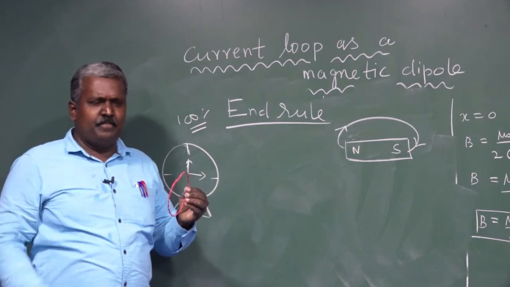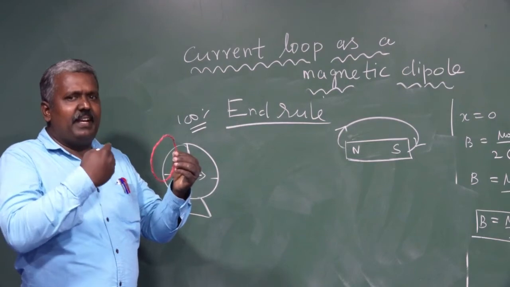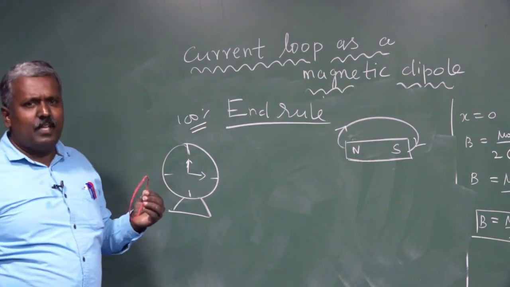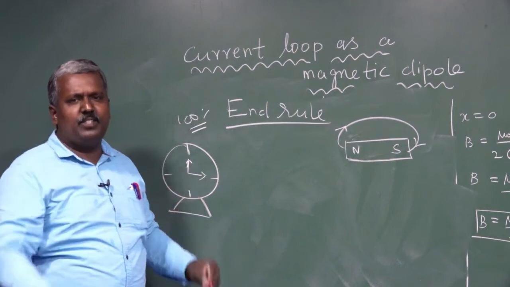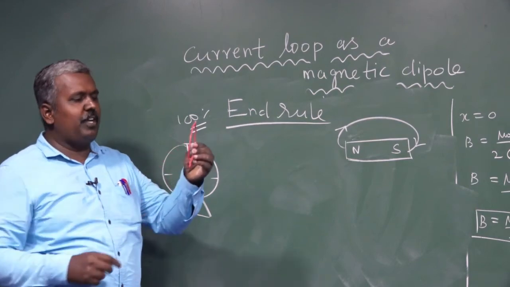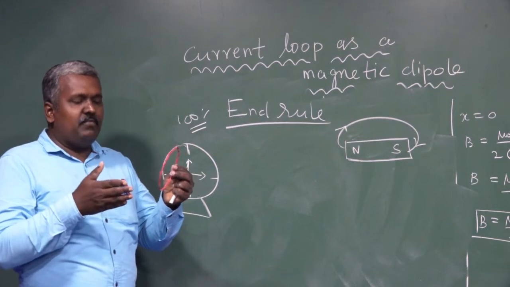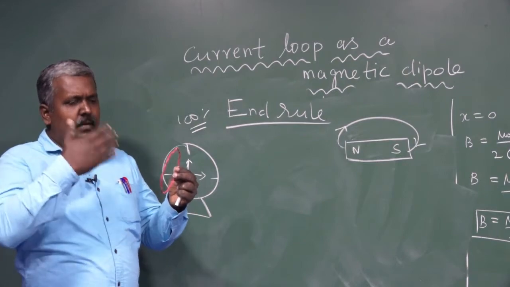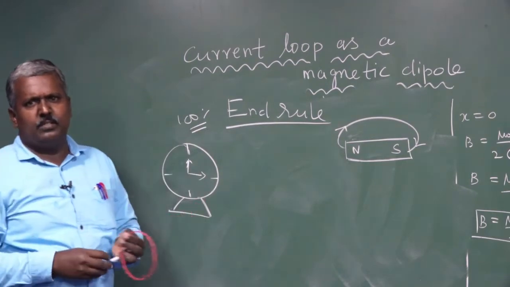Is it clear what I am saying? When current flows clockwise through this, the nearer end corresponds to the south pole. The other end, there are only 2 poles, so the other end will be the north pole. That's all. And suppose the current flows through the circular loop in the anti-clockwise direction, the nearer end corresponds to the north pole and the other end will be the south pole. That's all.